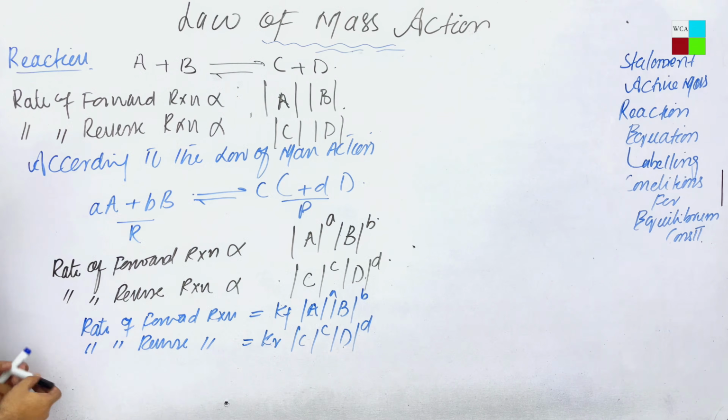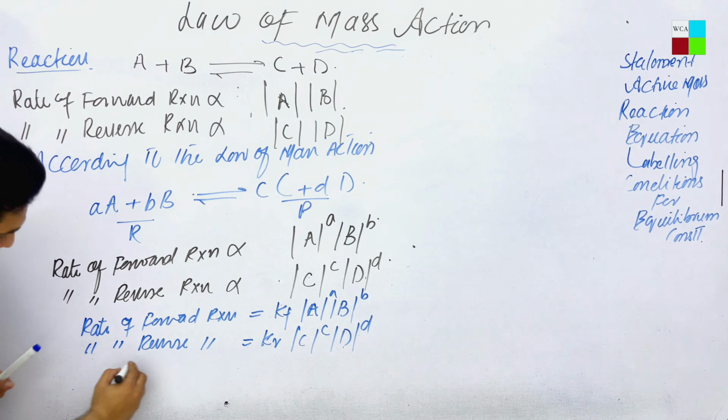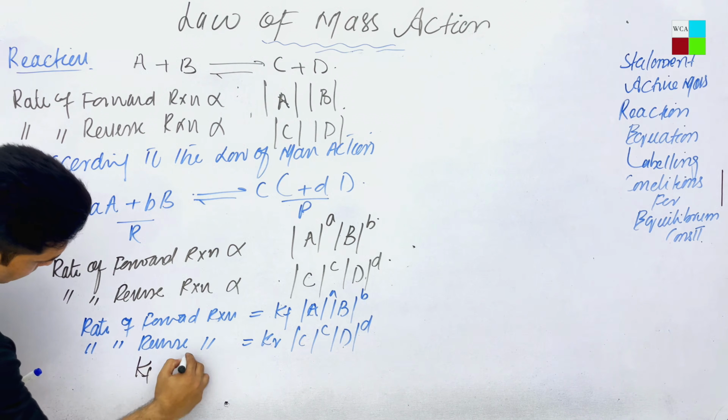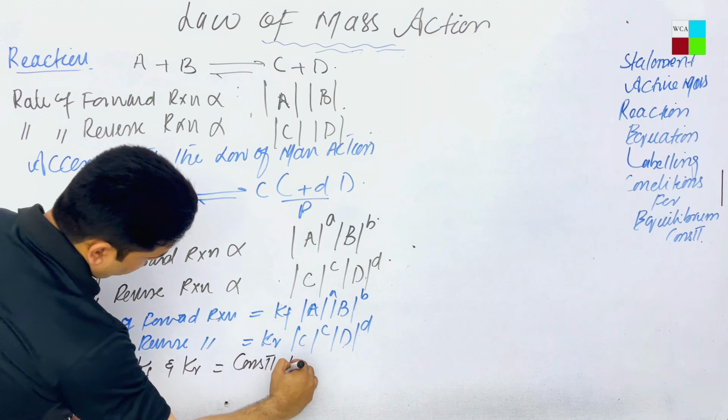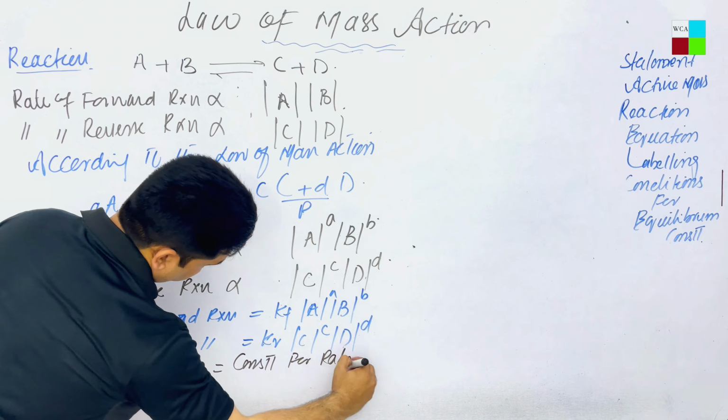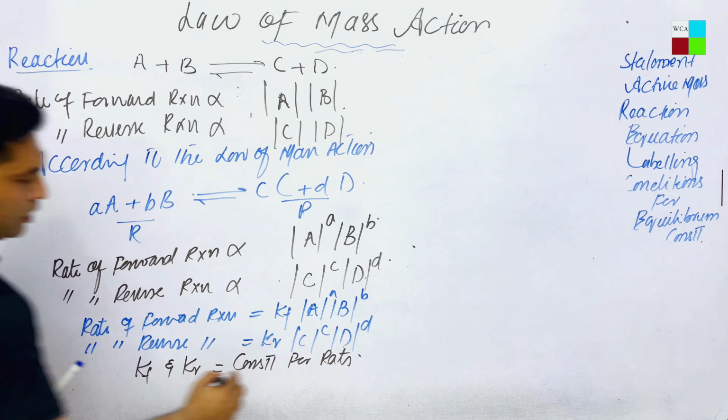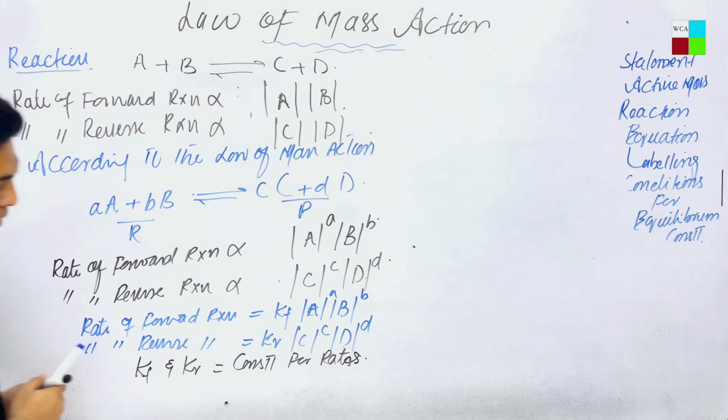Kf and Kr are constants for rates, rates of forward and backward reaction.